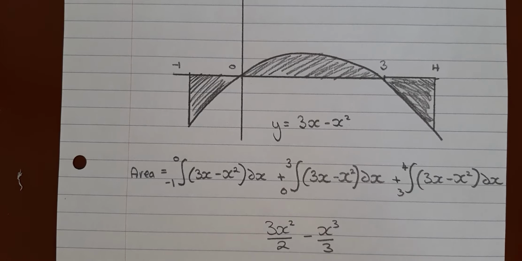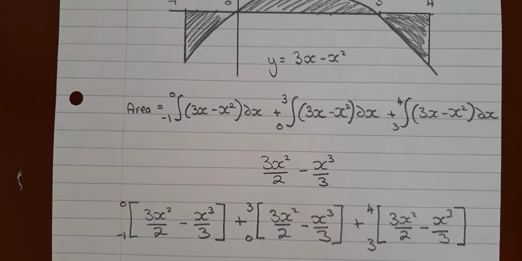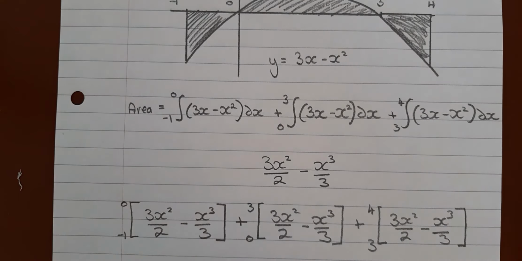We get 3x squared over 2 minus x cubed over 3. Inserting the limits, this is what we get. Between 0 and -1, 3x squared over 2 minus x cubed over 3, plus between 3 and 0, 3x squared over 2 minus x cubed over 3, plus between the limits of 4 and 3, 3x squared over 2 minus x cubed over 3. Split it into three sections, it'll be easier to handle.